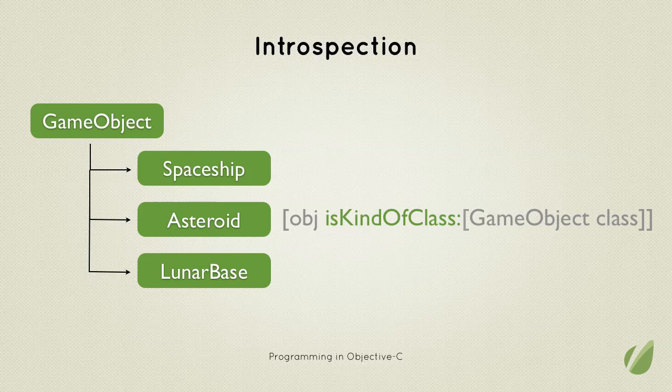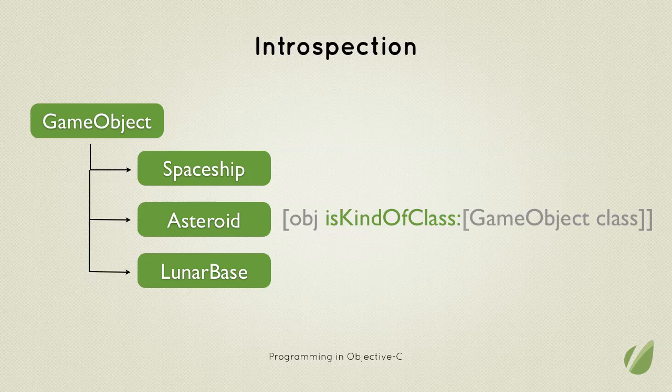Take a look at the parameter we pass to this method. We obtain a reference to the class that we need with this awkward call, the method class on the class GameObject. Well, with this code you simply get a pointer to the GameObject class. And with the method isKindOfClass, you are checking whether the object is a GameObject or a descendant of GameObject.